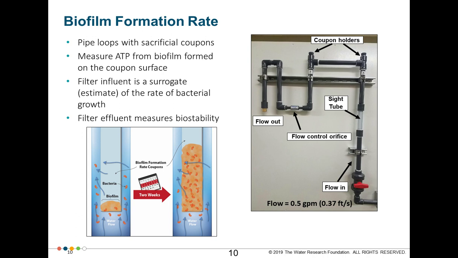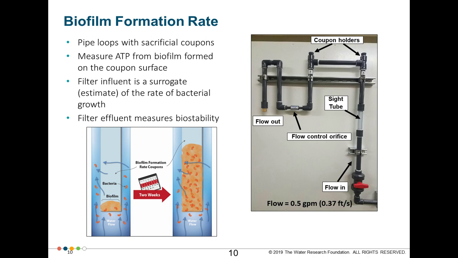And these pipe loops are 3/4 inch diameter, Schedule 40 PVC pipe. They're relatively cheap to install. It's about $60 to $100 or so in parts. And then the coupons are $16 a piece. And after you incubate the coupon for a particular period of time, you extract it and measure ATP as an indication of the biomass that has accumulated on the surface of that coupon.